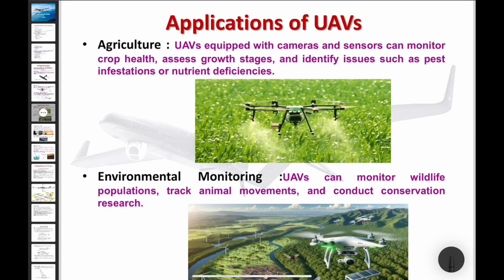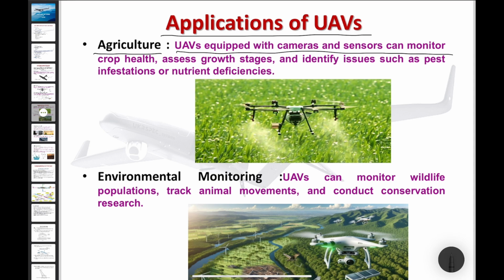Hi, in the last video we discussed the types of UAVs. Now we will see the applications of the UAVs. Nowadays we are using these UAVs for different types of applications. One of the most common is agriculture. So we can see how they are using these drones in agriculture.